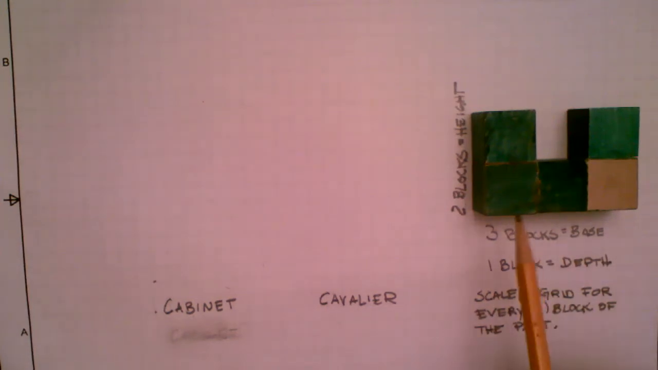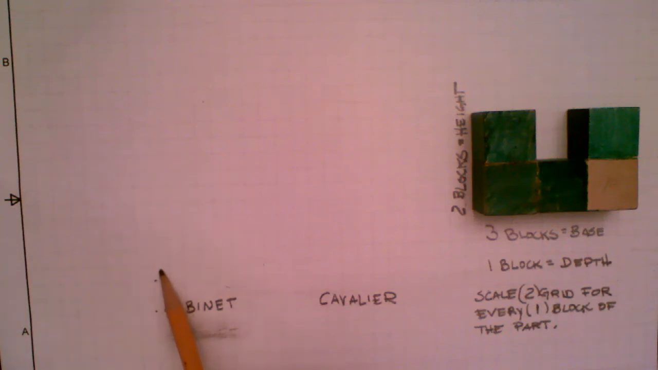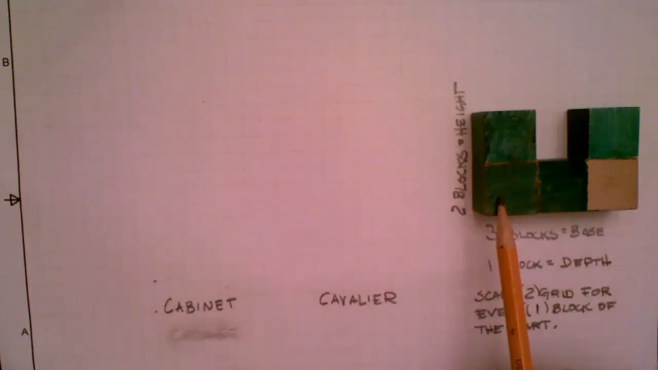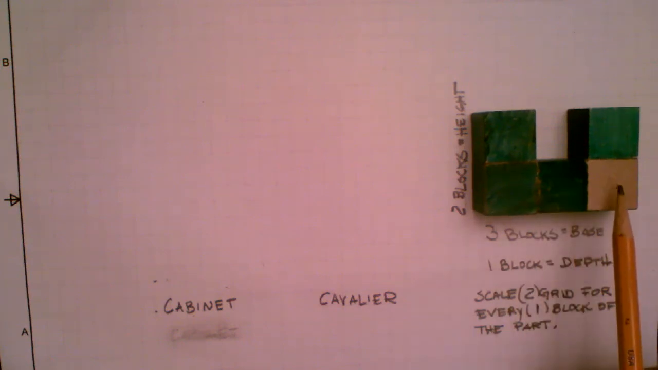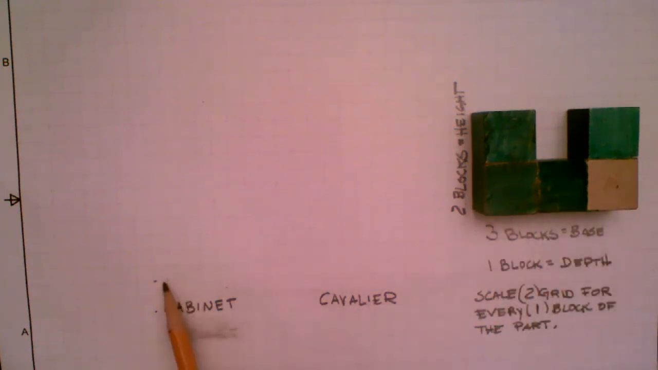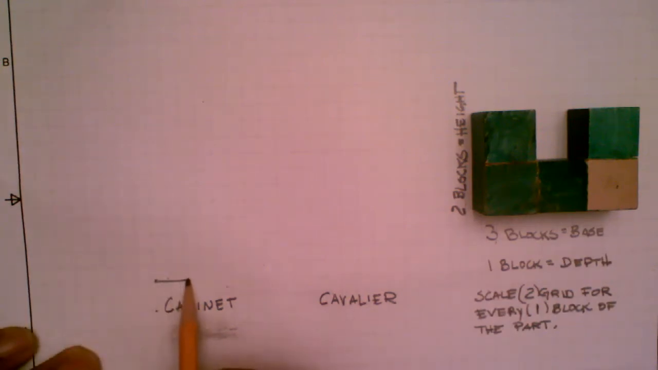So what does that mean? That means for every 1 block on the part, I'm going to use 2 grid spaces. A little bit of math here: my baseline is made up of 3 blocks, and every one of these blocks will be 2 grids. If I take 3 and multiply it by 2, I get a total of 6. So the baseline is made up of 6 grids. 1, 2, 3, 4, 5, 6.